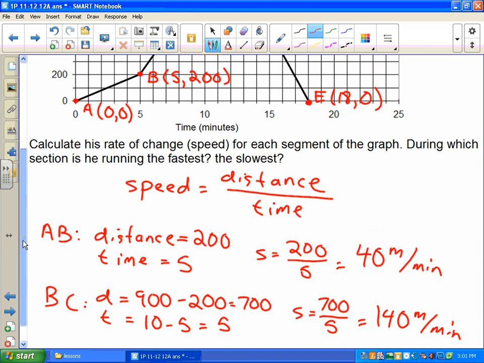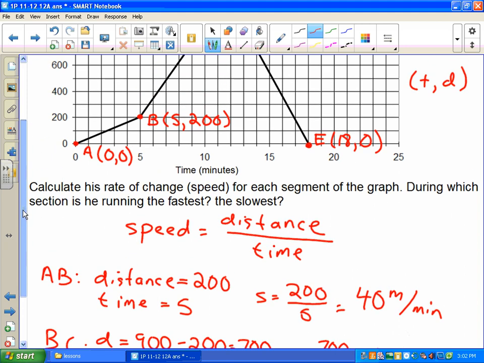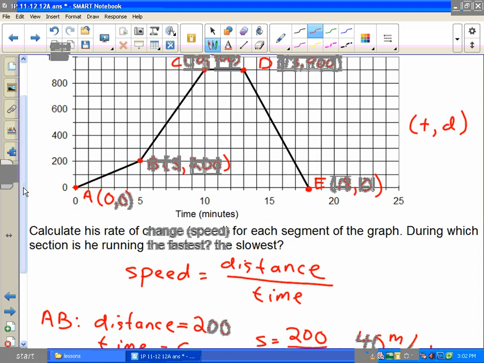Now, does that make sense? His speed is much bigger in the second section than in the first section. Does that make sense with what we see in the graph? How can we tell that his speed is bigger in that second section? How do we know he's traveling faster in this section here? What does the line look like? It's steeper. Steeper line means faster speed.